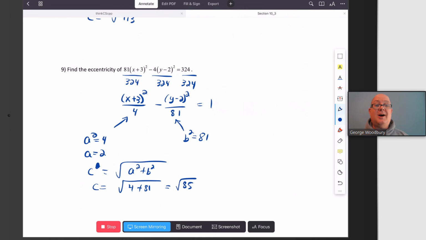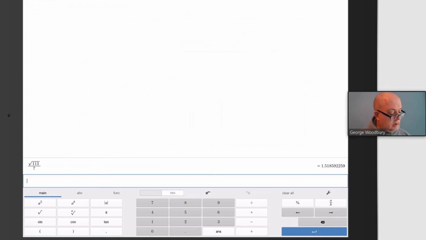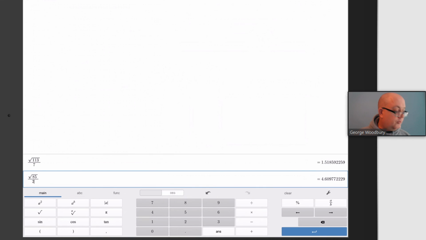That's a little bigger than 9. The eccentricity is the square root of 85 over 2. That's going to be bigger than 4. It's going to be somewhere between 4 and 5. So much bigger here. Let's calculate that out. Square root of 85 divided by 2 is 4.61 to 2 places.